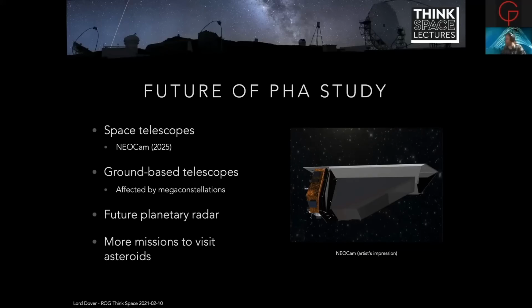And we're also building better telescopes down here on Earth. Hopefully, we're going to rebuild Arecibo. It will probably take 10 to 15 years, but there's already a bit of momentum. And of course, we're going to visit more asteroids. We're going to be sending more rockets and spacecraft to go and have a look at them and poke them with a stick, as I like to say.